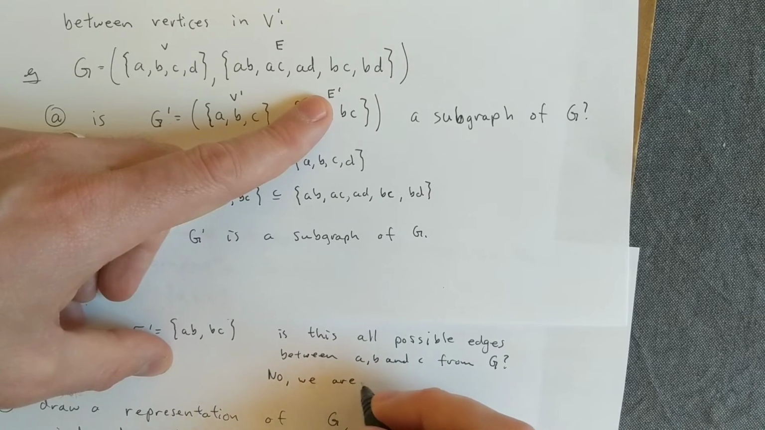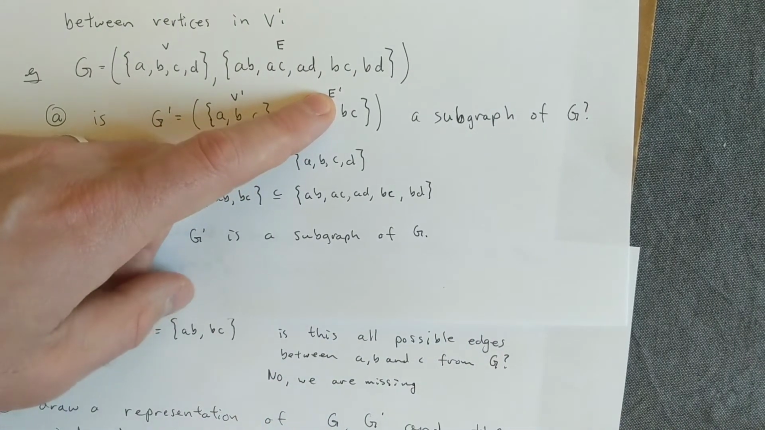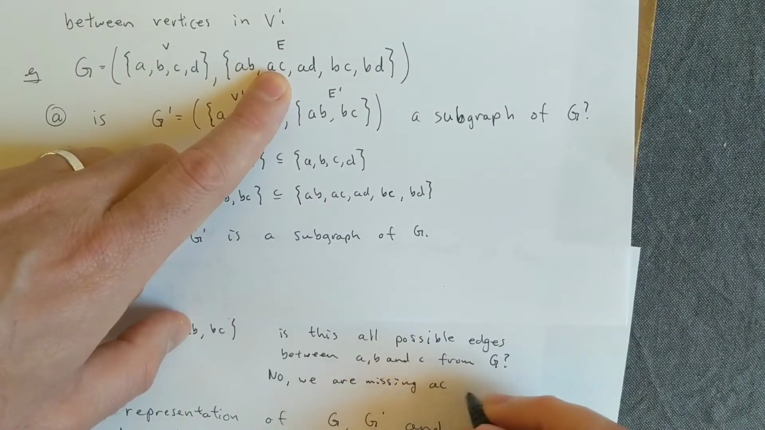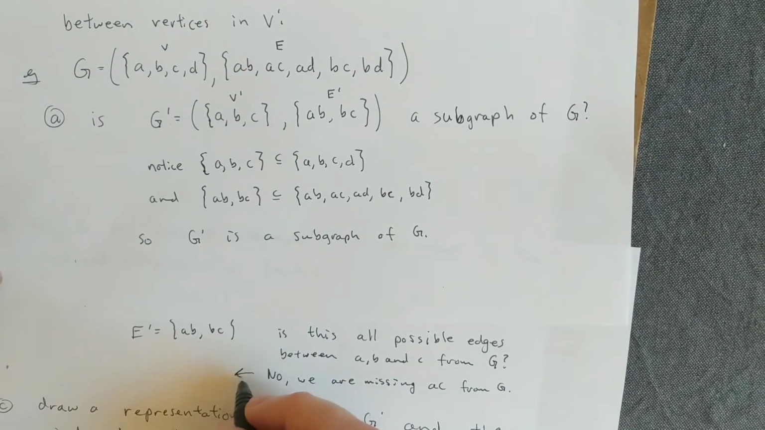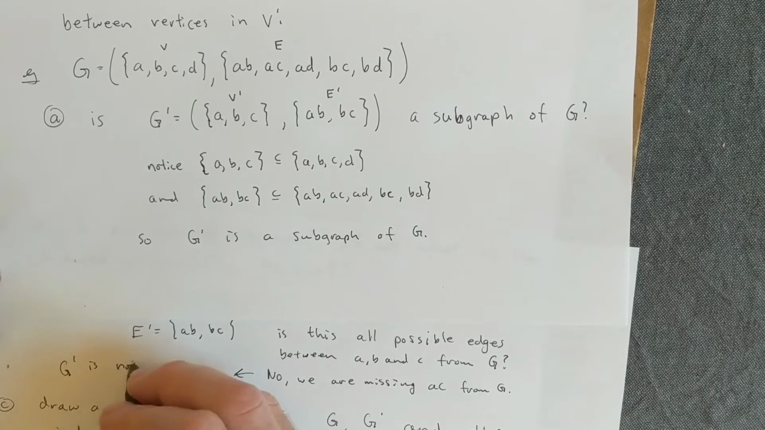We are missing, what are we missing? We have AB, we have BC, we don't have AC. We're missing AC from G. So this tells us G prime is not an induced subgraph.